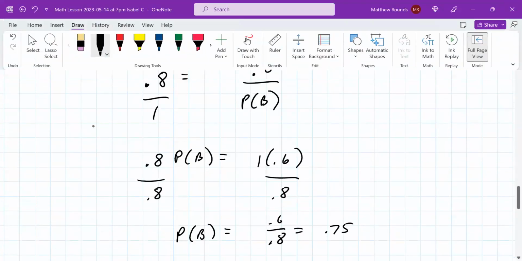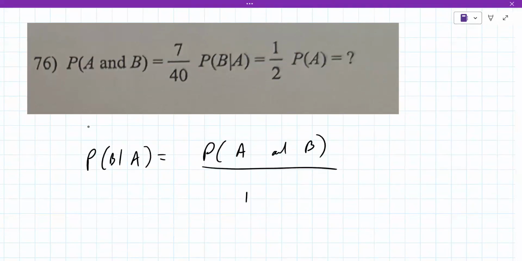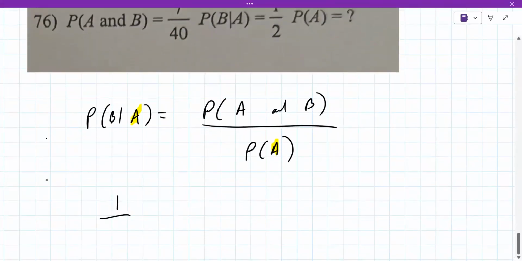So some students do write a second formula. It's really not necessary, but hey, it's a final, so maybe it is worth doing. It's still the probability of A and B over the probability of A. Again, these A's match up here. So you're given all the values. B given A is 1/2. Probability of A and B is 7 over 40 over X.